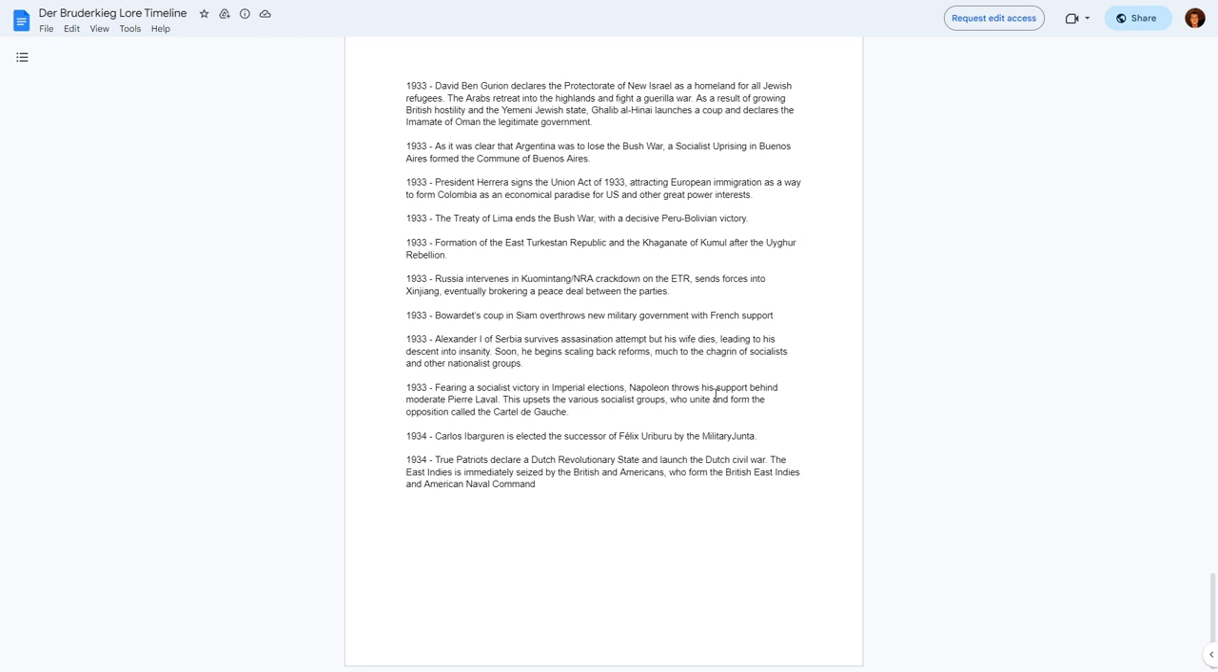1933, as it was clear that Argentina was to lose the Bush conflict, a public controlist uprising in Buenos Aires formed the Commune of Buenos Aires. 1933, President Herrera signs the Union Act of 1933, attracting European immigration as a way to form Colombia as an economical paradise for US and other great power interests. Oh, okay, just like Argentina did. Nice. 1933, then let's hope their economy ends up better in the decades going forward.